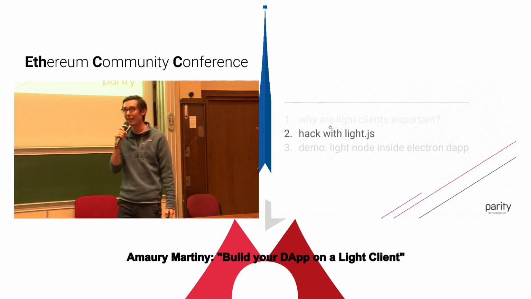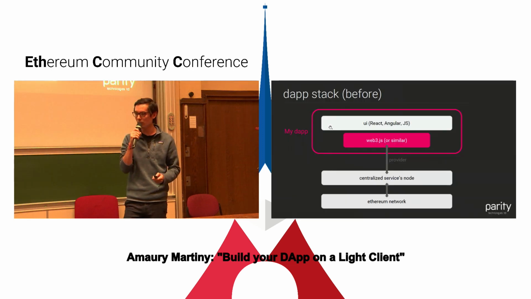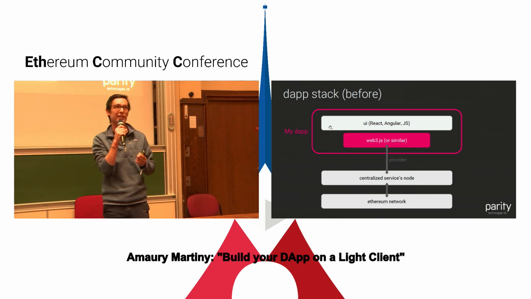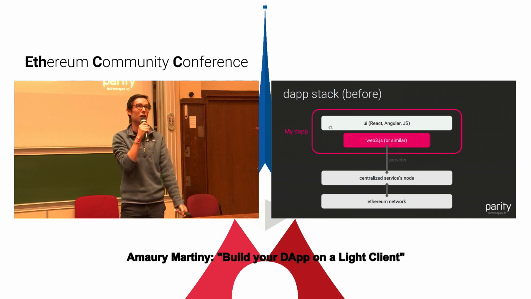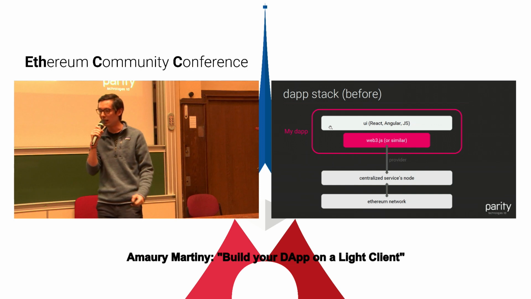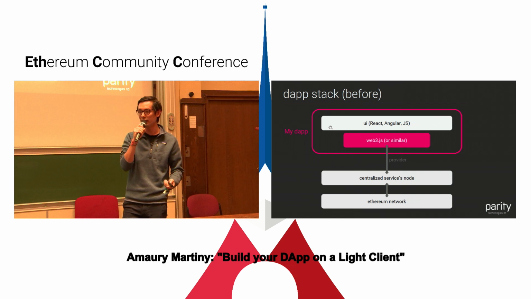So now let's get a bit more technical and talk about light.js. When you're creating a dApp, the stack today is basically a UI and a library, typically web3.js or a similar library that will manage the provider and provide you with all the functions that can communicate with the blockchain. This web3.js or library will connect to a centralized service node, and the node will talk to the network. So that's the current situation today.